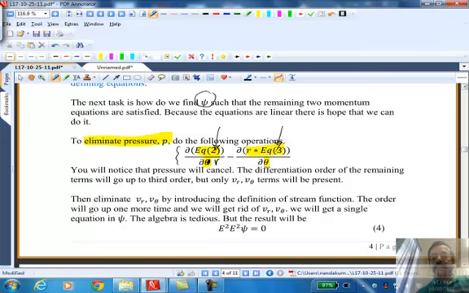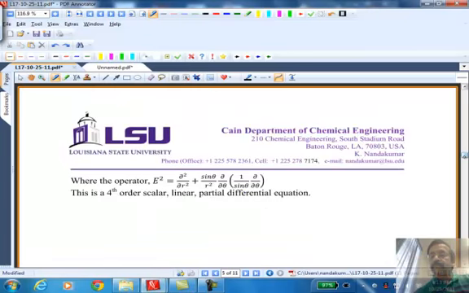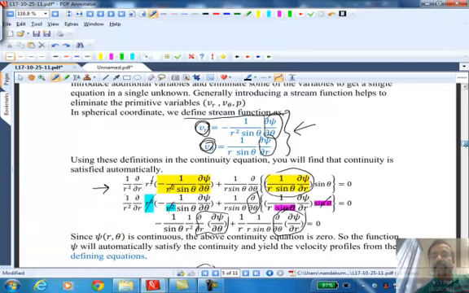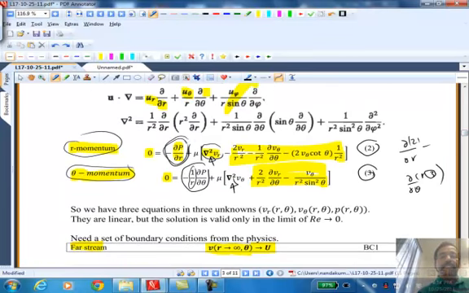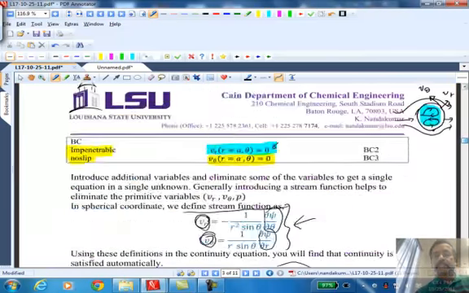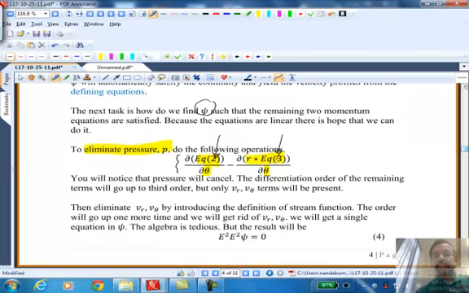Equation 2. Sorry, equation 2 with respect to theta. I made a mistake. Equation 2 is the radial momentum equation. So here I need to take the derivative with respect to theta, and here I need to take the derivative with respect to r. Equation 3 is with respect to r. This is wrong.